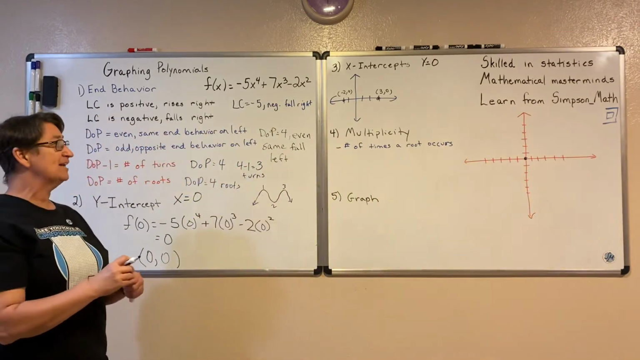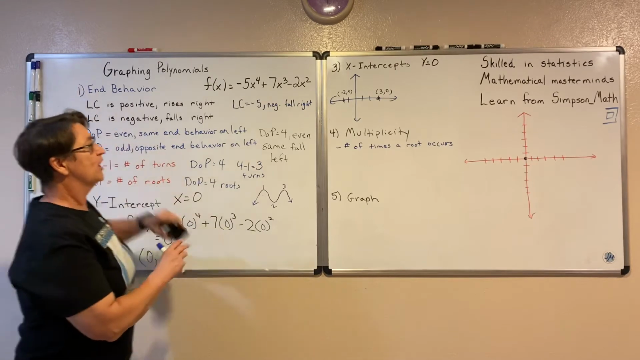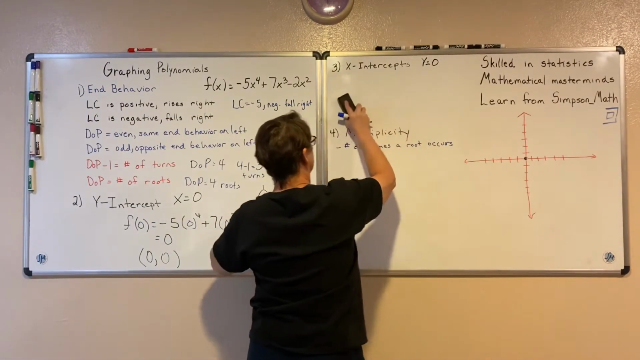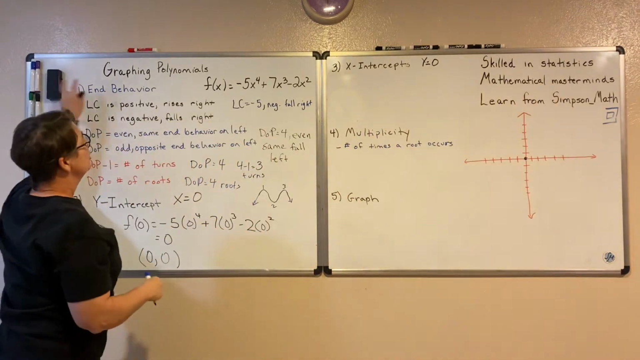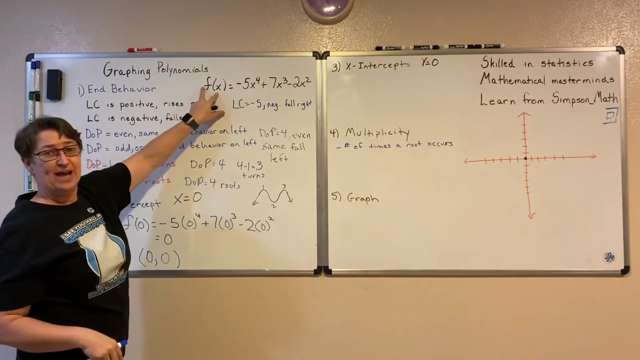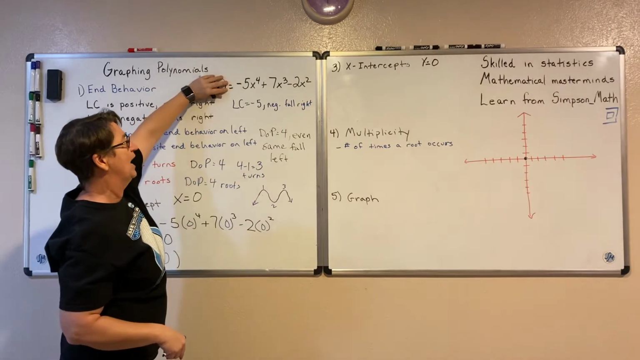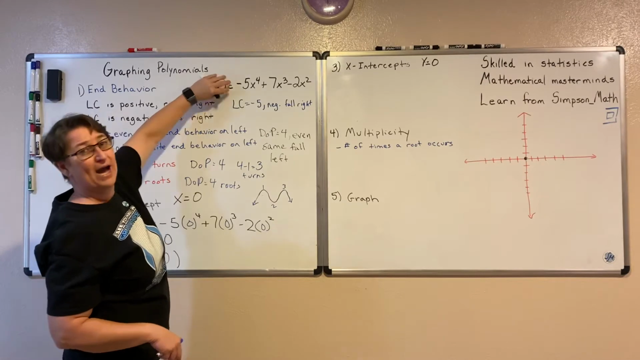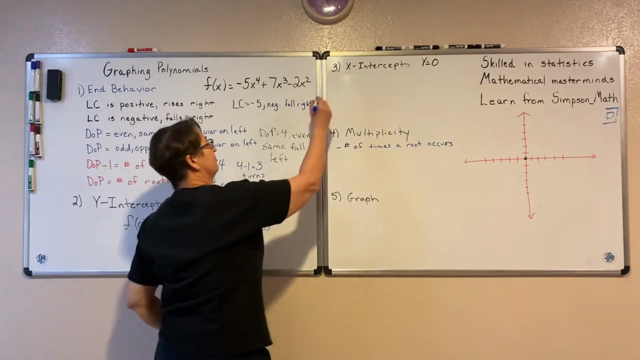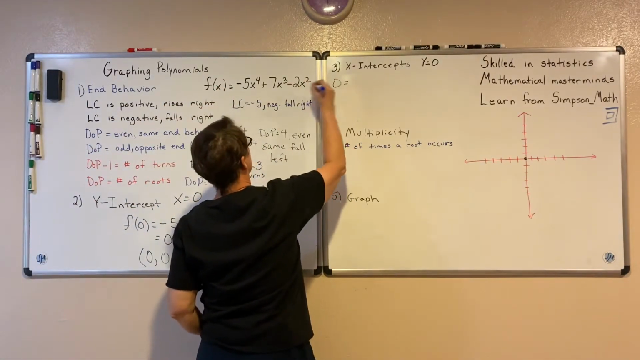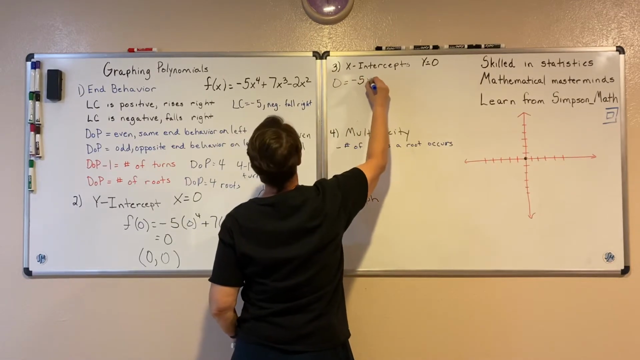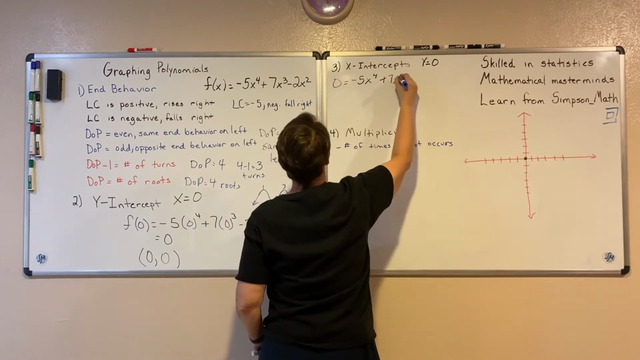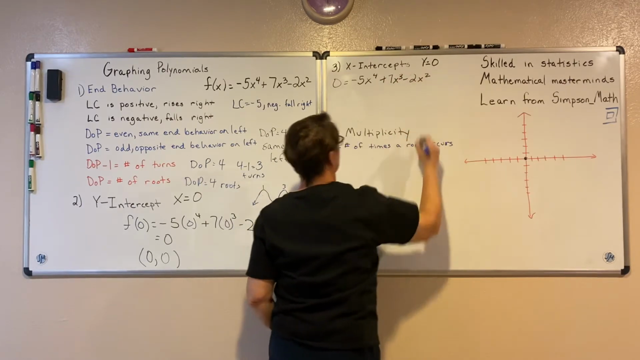Then to find my x-intercepts, I'm going to substitute in 0 for y. So into my function where my y is, remember that f of x is the same thing as y. I could replace that with y. So I'm going to put in 0 for that y to help me find those x-intercepts. So we have negative 5x to the 4th plus 7x cubed minus 2x squared.